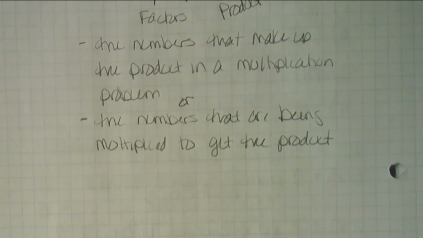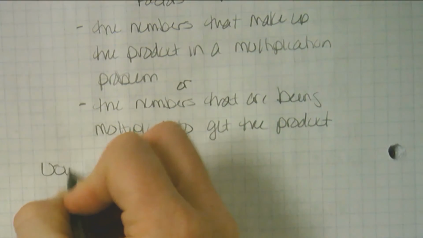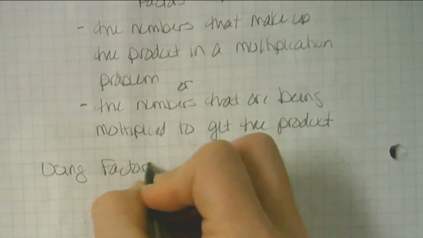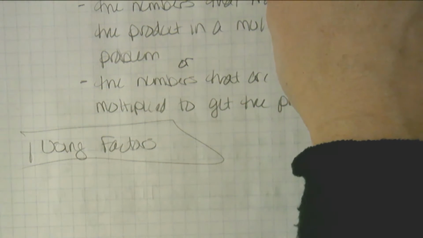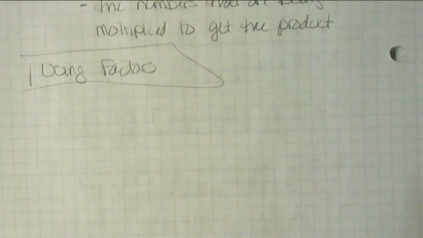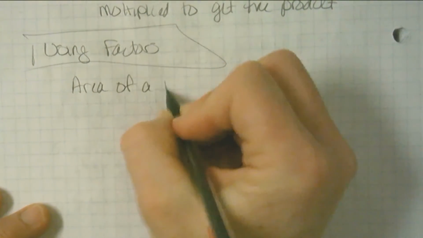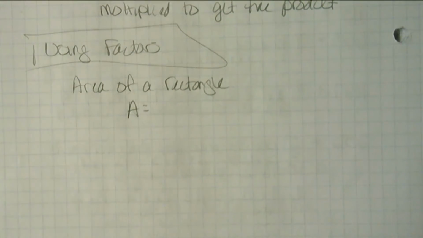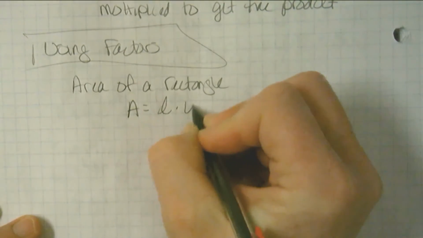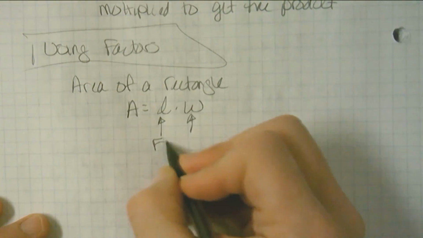Okay, so let's see one way that we could use factors. I'm going to say using factors. Okay. How do I find the area of a rectangle? Mateo? Excellent. Length times width. So length and width are both factors.